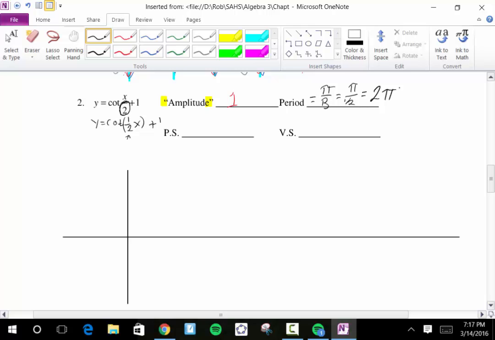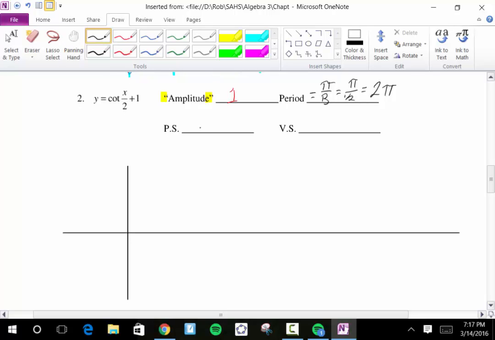Okay. Let's find the phase shift. Phase shift usually happens on the inside of the parenthesis that's being added or subtracted. You can only determine the phase shift after you factor out what's connected to the x. In this situation, there is nothing being added on the inside of the parentheses, so there is no phase shift. That will make the problem a little bit easier.